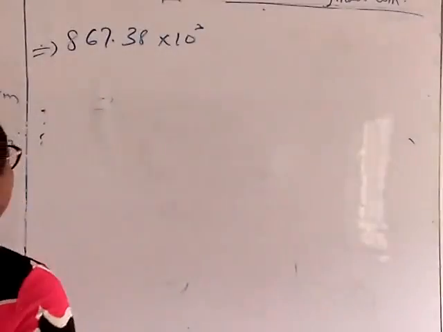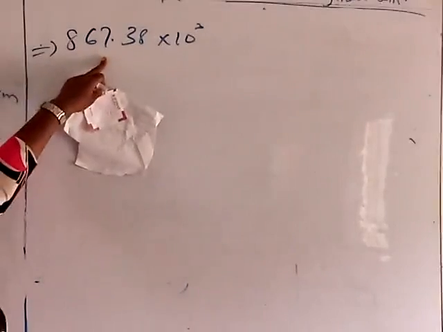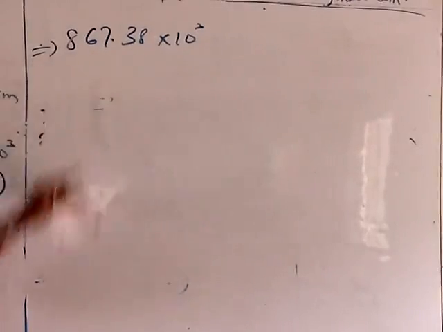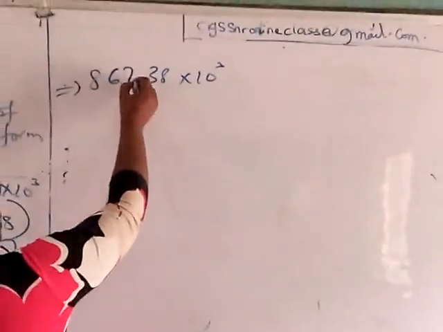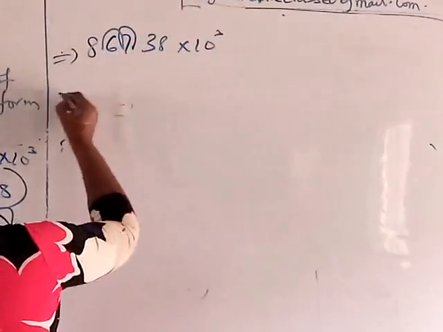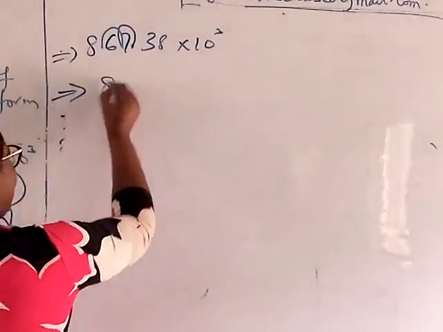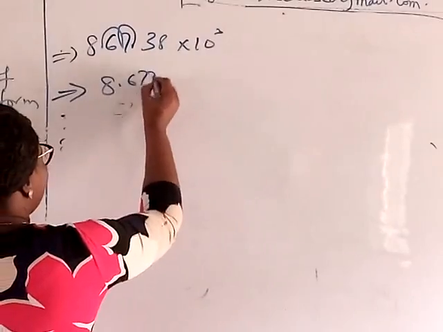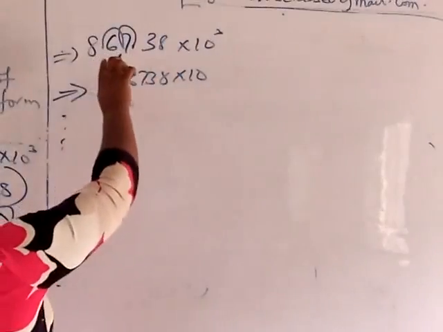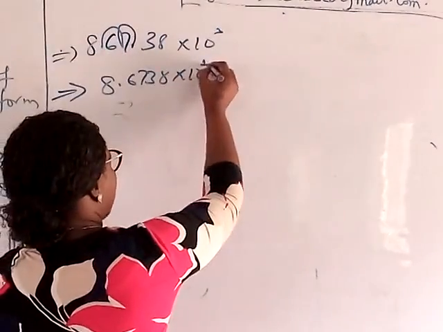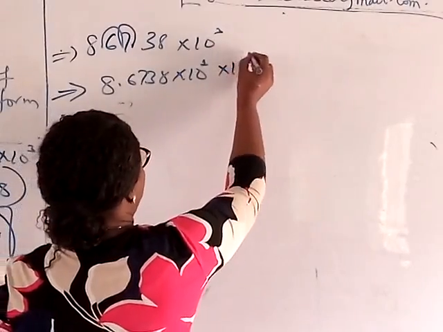And doing that, that means this 867 has to be reduced to 8 point something. So we have to move this decimal point from here forward. 1, 2. Which will now give us 8.6738 times 10 raised to the power 2. We move this one forward 2 times. 10 raised to the power 2 times 10 raised to the power 3.